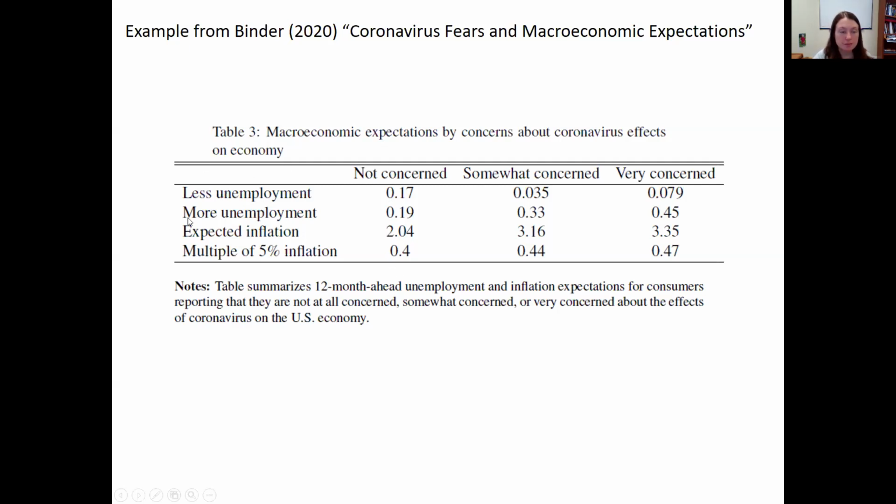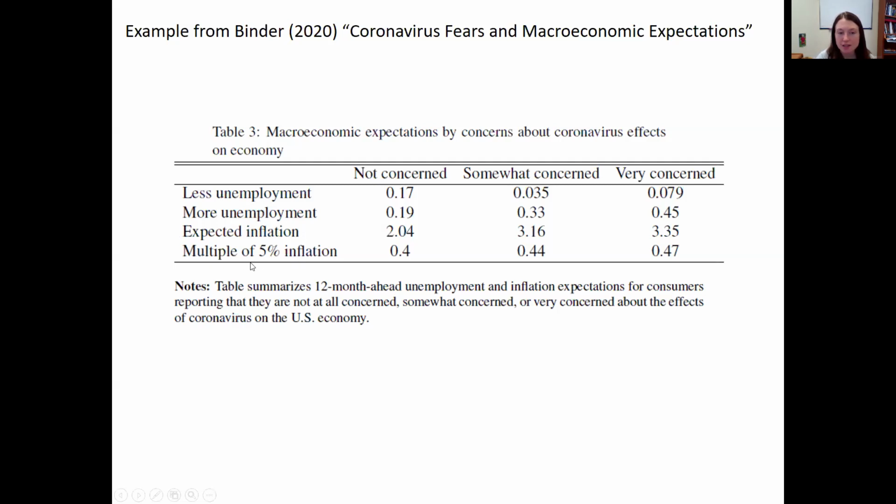Now, here are the stubs. For each group of these respondents, I'm summarizing what fraction of them believe that there'll be less unemployment next year, what fraction of them believe there'll be more unemployment next year, what is the expected rate of inflation that they say they have for next year, and what fraction of them give an inflation forecast that's a multiple of 5 percentage points.